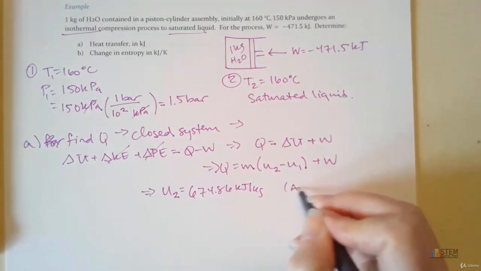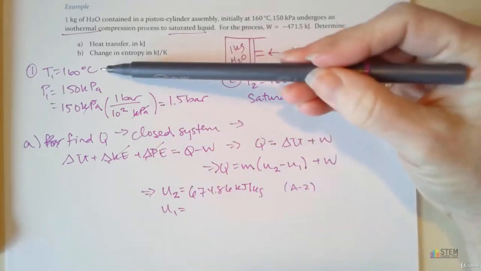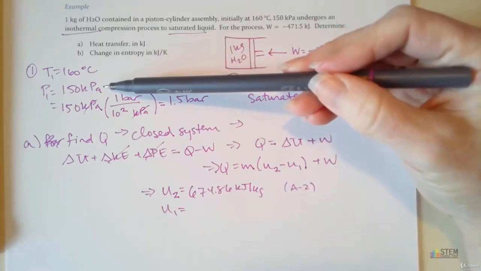And that was from table A2. Now U1, we are at the same temperature, but now we have this pressure, and we don't know what we've got. So we've got this pressure of 150 kilopascal.